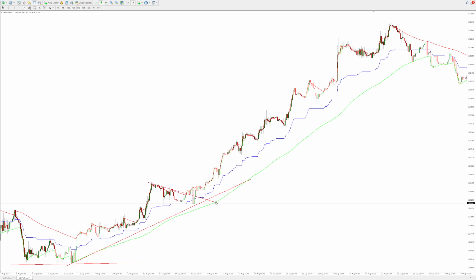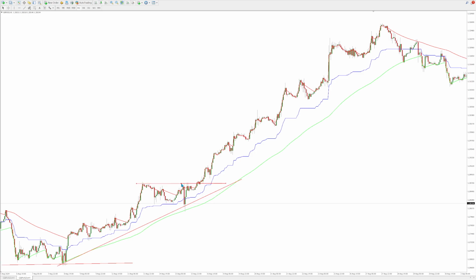Okay, so we can draw a resistance and we can enter on a breakout into the trend, whether we want to enter there or we want to draw a more traditional resistance level there. Okay, tested, breakout, resistance becomes support here. I'll just zoom in to show you.